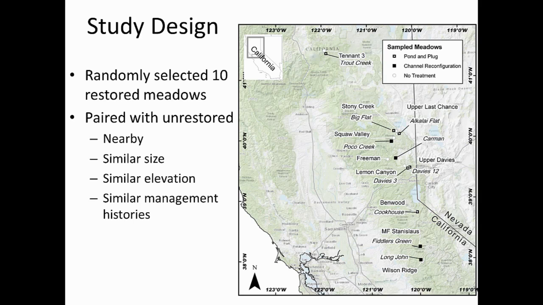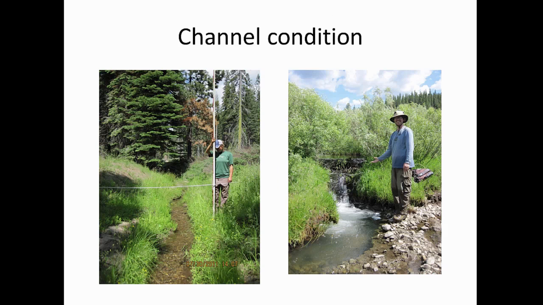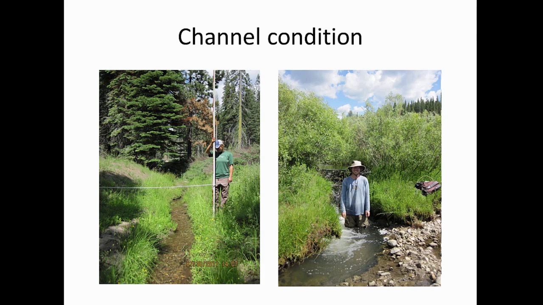We predicted that the restored meadows would score higher than our control meadows, basically because of this 70% degraded estimate. We looked at biomass, cover, wetland status, and soil carbon, and also channel condition, which basically was looking for head cuts, nick points, those types of things. And we measured the depth of the head cuts. And what we found somewhat surprised us.